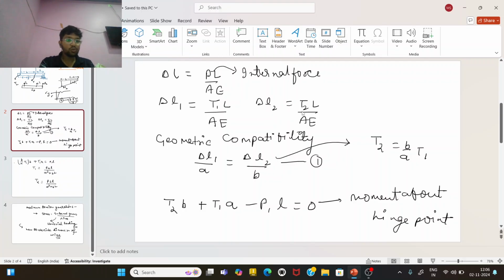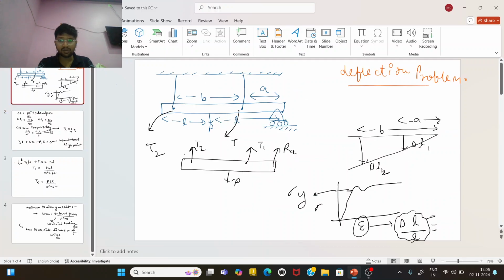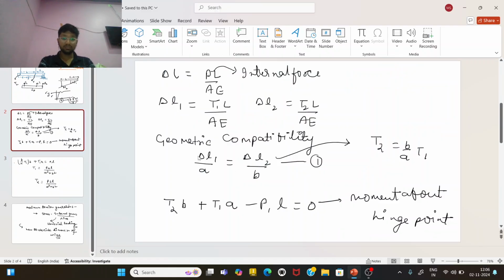You can write the geometric compatibility equation using the similar triangle property: delta L1 upon A is equal to delta L2 upon B. When you put the values of delta L1 and delta L2 in equation 1, you get the relation T2 is equal to B upon A times T1. This is simple.